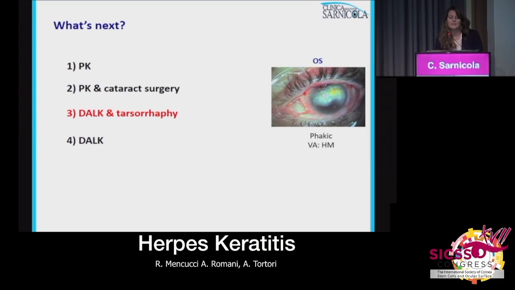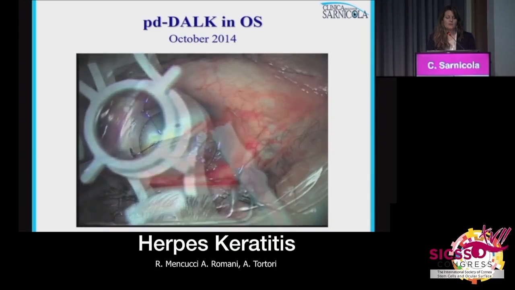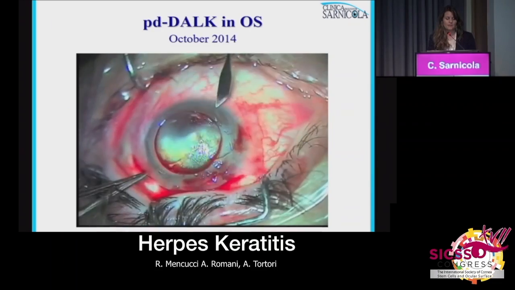Okay, doesn't matter. We don't see the results. Let's move on. We thought DALK plus tarsorrhaphy, because the perforating or penetrating would have a very poor likelihood to survive in such an eye. So this procedure is the most promising one, and tarsorrhaphy in order to try and defend the ocular surface.